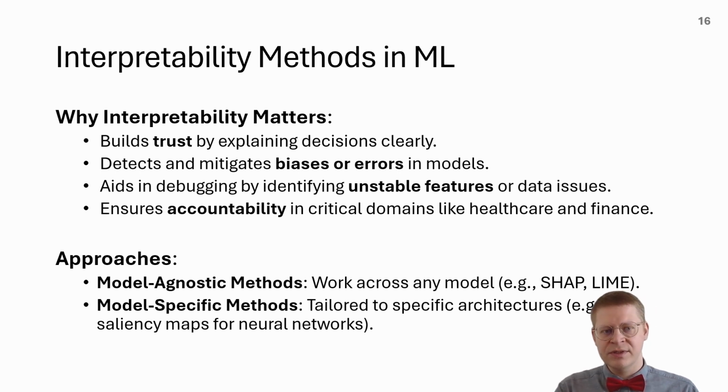So, why does interpretability matter? Well, it builds trust. Stakeholders need to understand how decisions are made. It helps detect and fix biases. For example, if a hiring algorithm weights irrelevant features like names or gender, interpretability tools can reveal the bias. And finally, it is useful in debugging. It can help identify unstable or overly sensitive features. In critical domains like healthcare and finance, interpretability isn't optional, it's essential for accountability and safety.